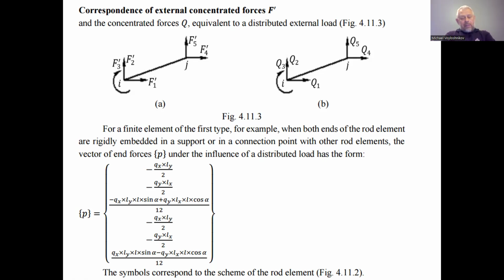We can find the same formulas for the end forces and for the end moments if the rod is under the action of the distributed load, and if the rod is of the second type, embedded by the left and hinged by the right, or the third type, hinged by the left and embedded by the right, or the fourth type, the element hinged by both ends.